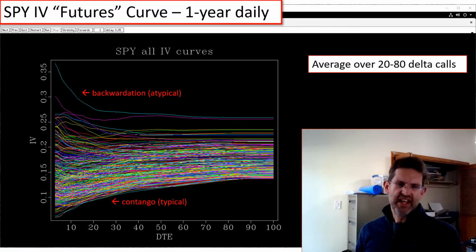If you plot the daily futures curve for the SPY over a year, notice that the IV is usually lower for the shorter dated options. There's more curves kind of where it's pointed downward to the left. So this means the IV futures curve is in contango. When there's market stress, the IV futures curve flips into backwardation, where the shorter dated IV is larger than the longer dated.